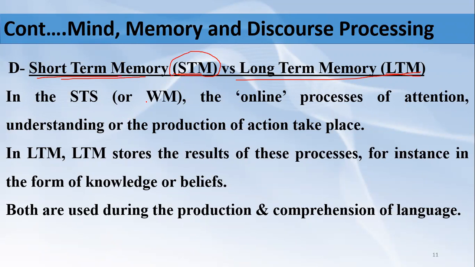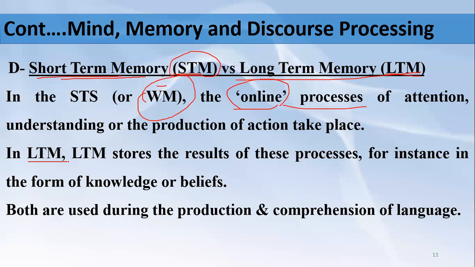Short-term memory is also called working memory because it is working whenever we are thinking. We think with the help of working memory. In this memory, the online processes of attention, understanding, and production of action take place, like at the moment I'm speaking or thinking. I'm actually doing the process of thinking with the help of my short-term memory.